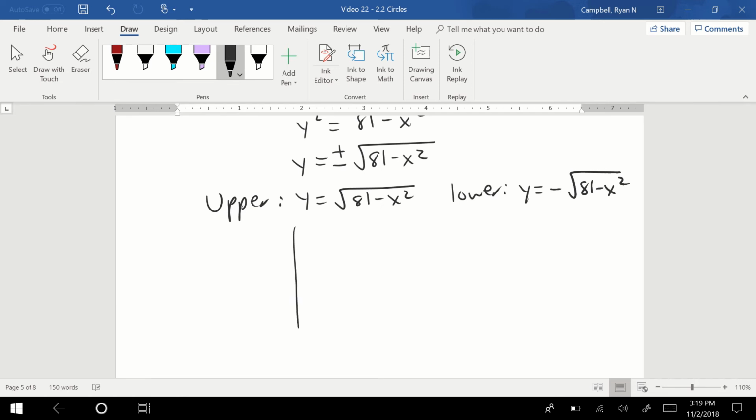So, starting at 0, 0, we can go to the right 9, 1, 2, 3, 4, 5, 6, 7, 8, 9, and to the left 9, 1, 2, 3, 4, 5, 6, 7, 8, 9. And this is just the upper half. We can go up 9, 1, 2, 3, 4, 5, 6. So this is what our graph looks like, just this kind of parabola looking thing right there.